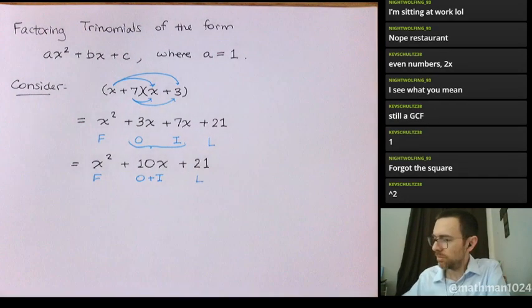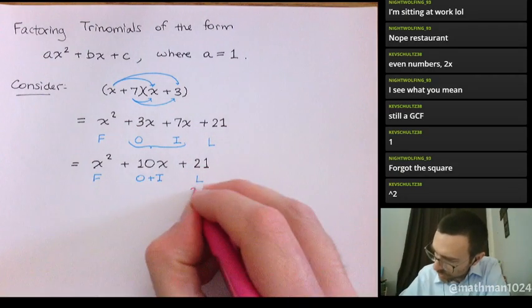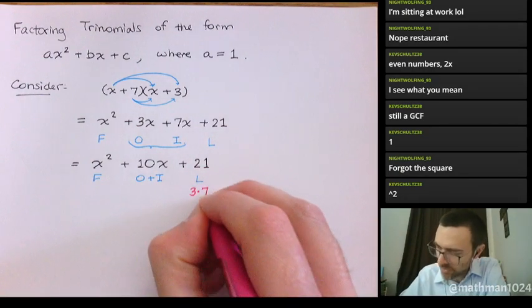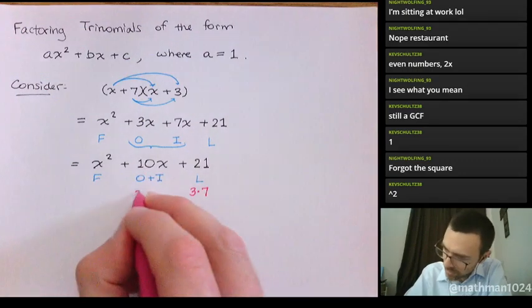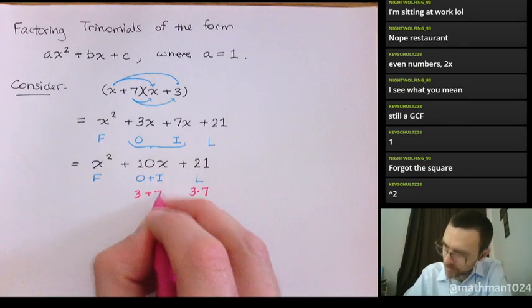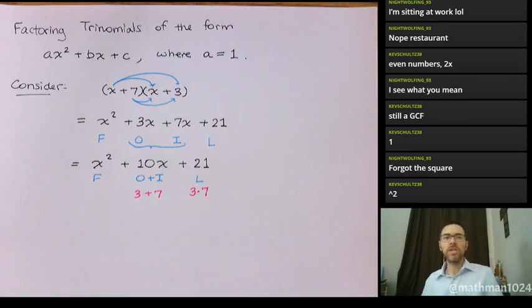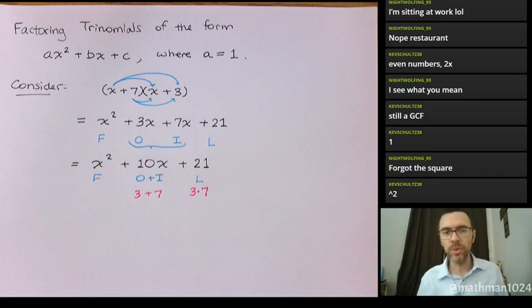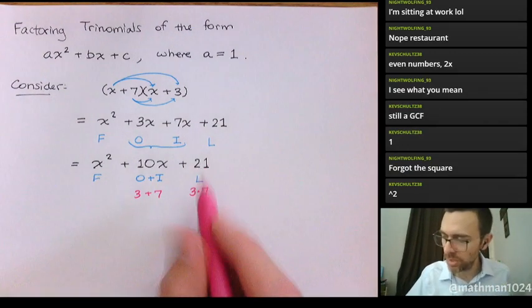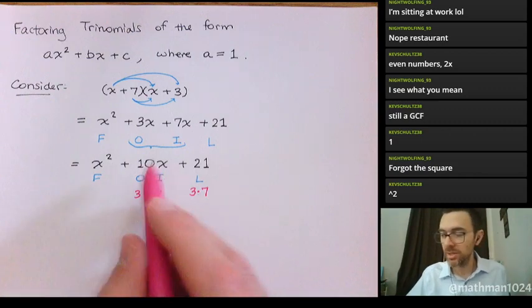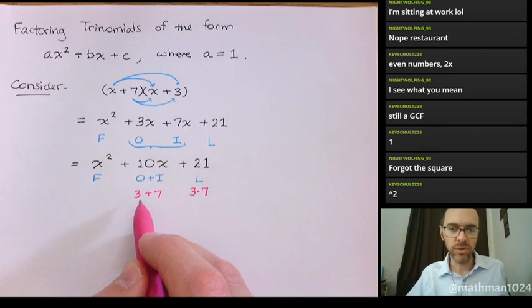The 21 is 3 times 7. The 10 is 3 plus 7. And so we have the same two numbers, but we're doing different operations. To get the 21, that's through multiplication. To get the 10, that's by combining those two numbers.